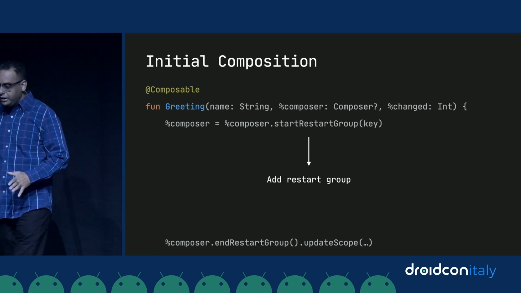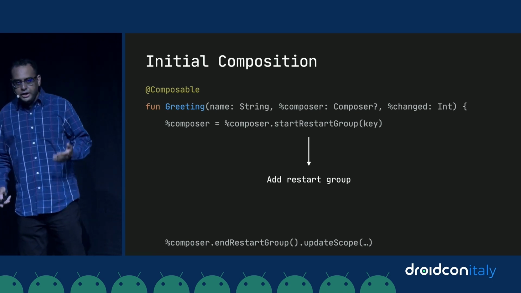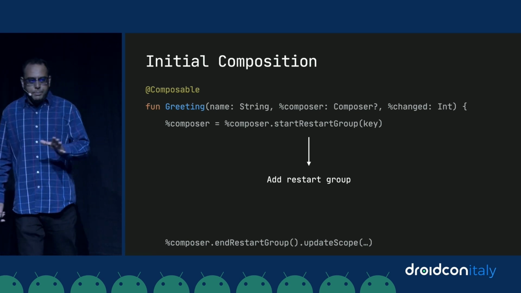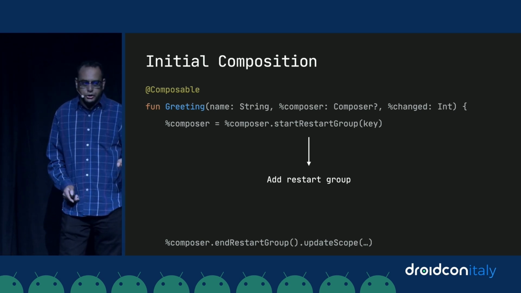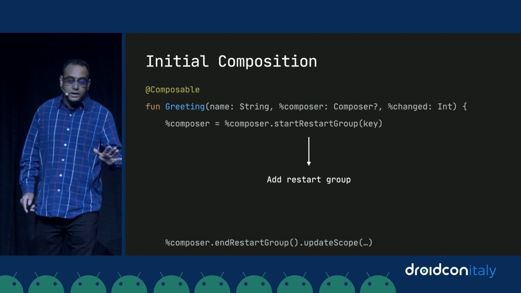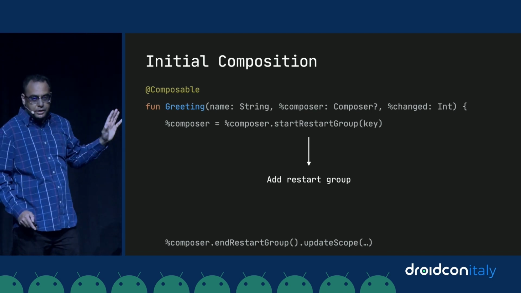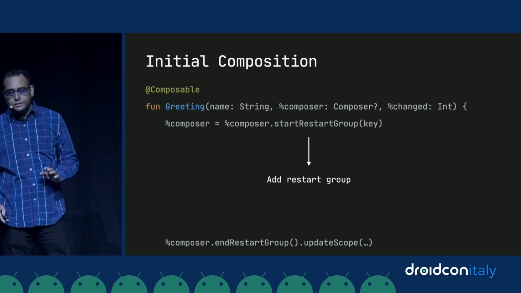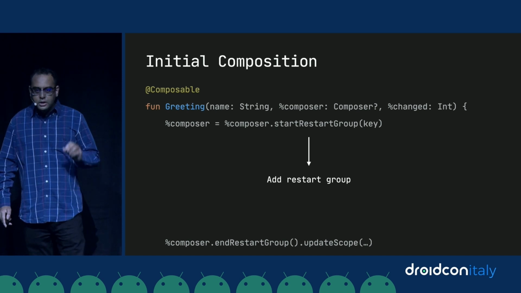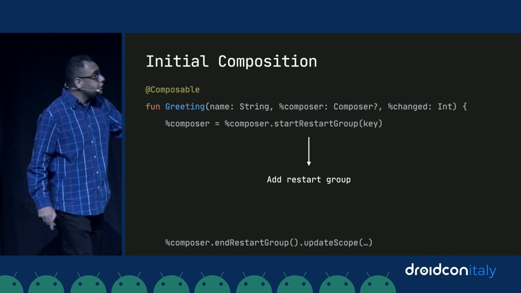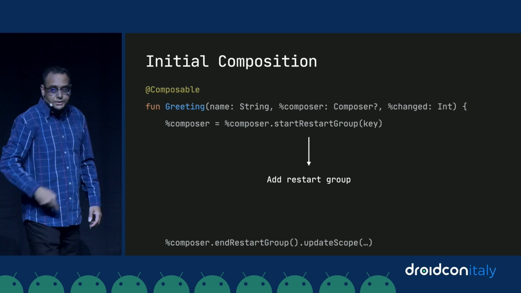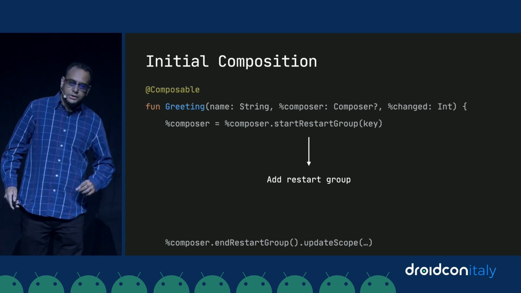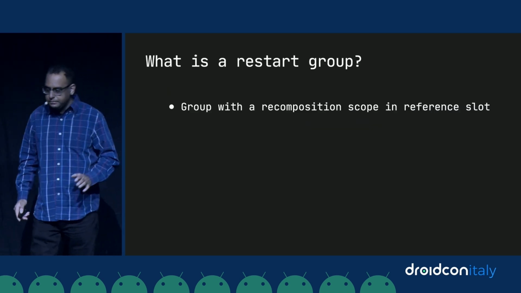It has to go in, it has to first create a restart group. 90% of your compose functions in your app will require a restart group. There's a way you could prevent this code from happening, but you have to be very careful that it doesn't produce bugs. What this piece of code right here does is that it goes in the slot table and creates a group, as we saw earlier.